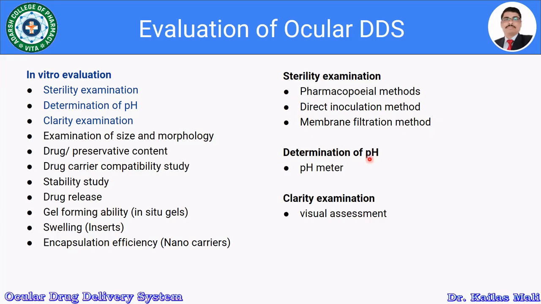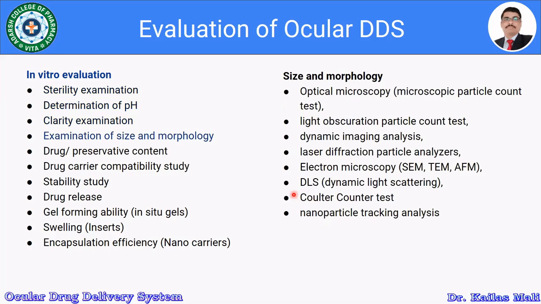Then determination of pH of the product. The pH of the finished product can be measured by using the pH meter, and generally it should be near to the ophthalmic pH. Then clarity examination can be done by the visual assessment in the dark and white background, so as to get the idea about the clarity of the product.